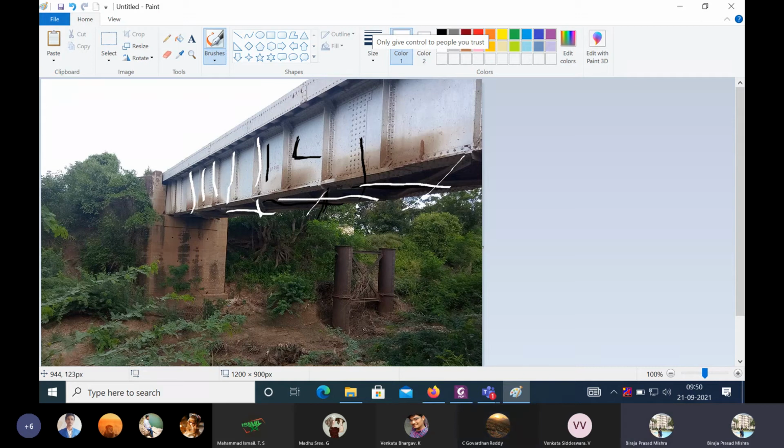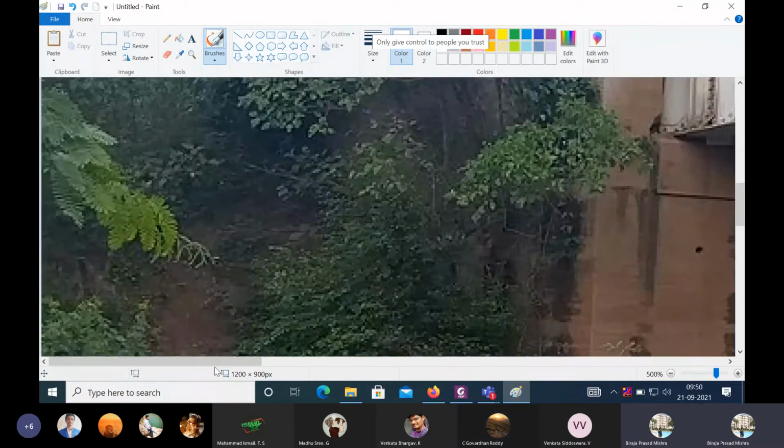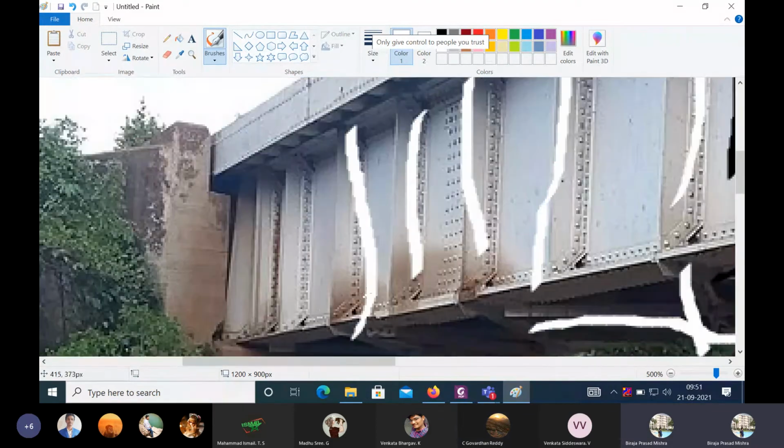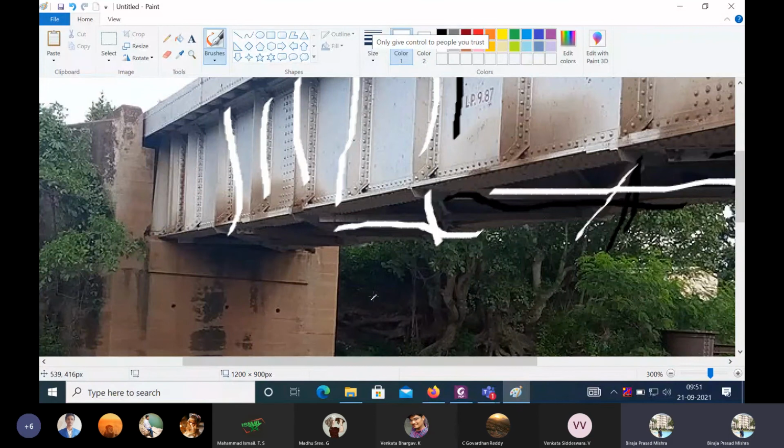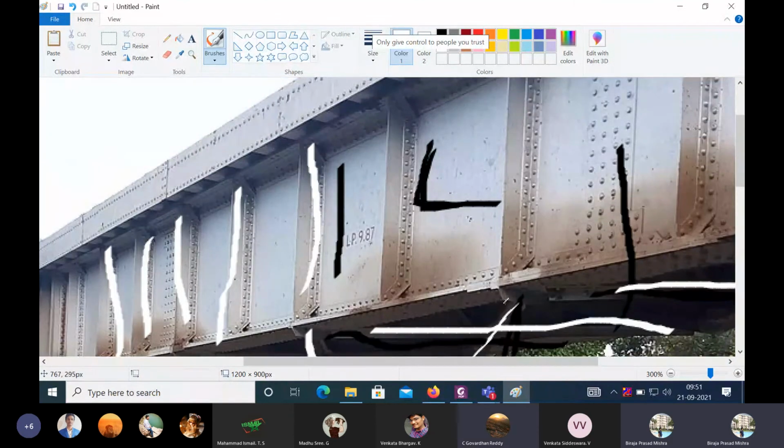Someone said something. Please come again. Bolted joints. This is bolted. I think so. I'm zooming. Now can you see it properly? Is it bolted or is it riveted? Riveted joints.